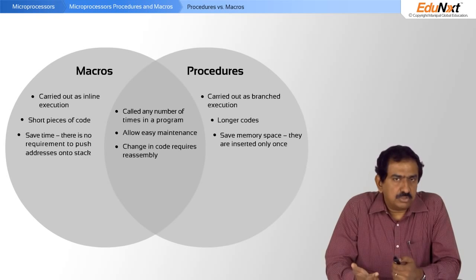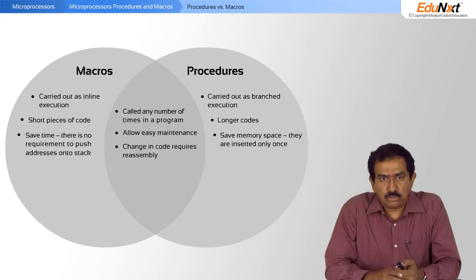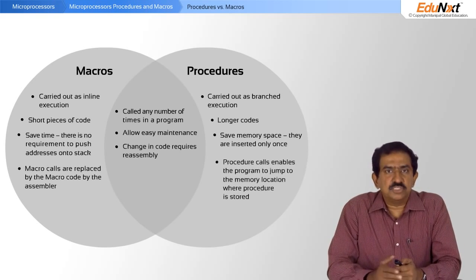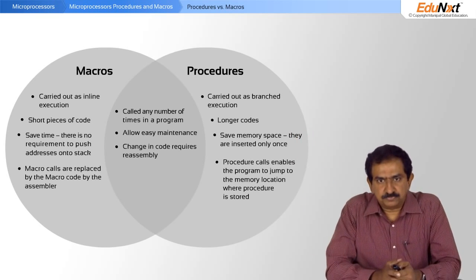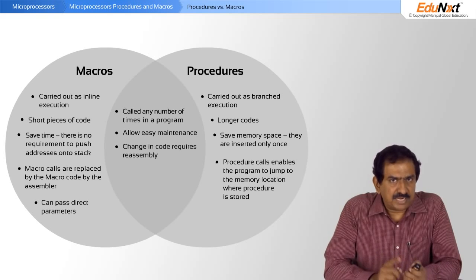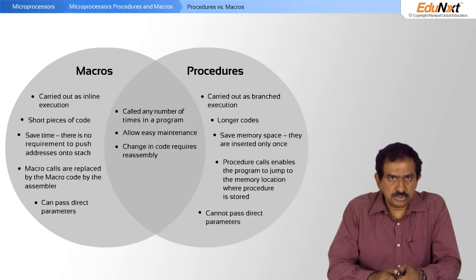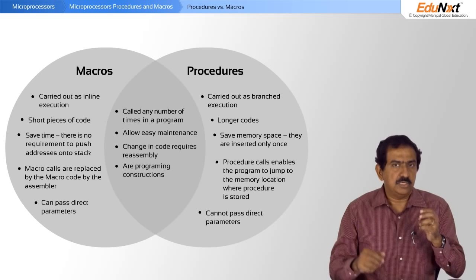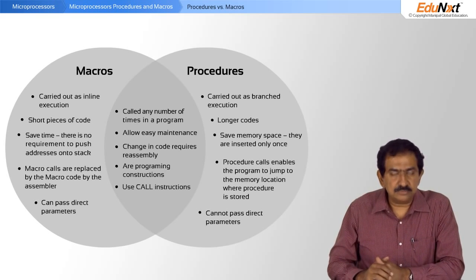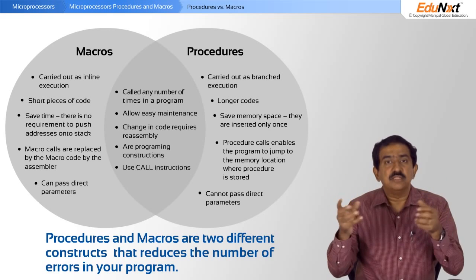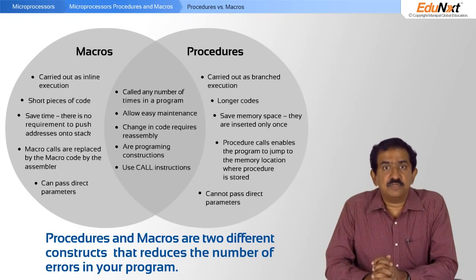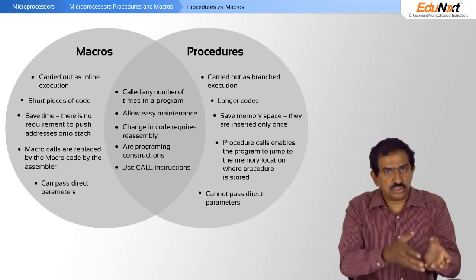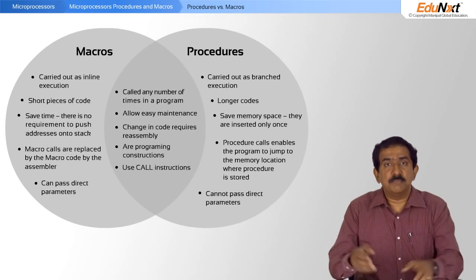So the primary difference again, because macros are inline, procedures are not inline code. Macro call is simply replaced by the original code. The procedure is a jump or a branch instruction. You can pass direct parameters to the macros, but not to a procedure. Both the macro and the procedure are programming constructions. They use the call instruction, CALL, and there are two different constructs that you can use as a programmer to make your life easier, to reduce the number of errors in your program, and in case there is an error or you want to change, you can do it once and use it many times.